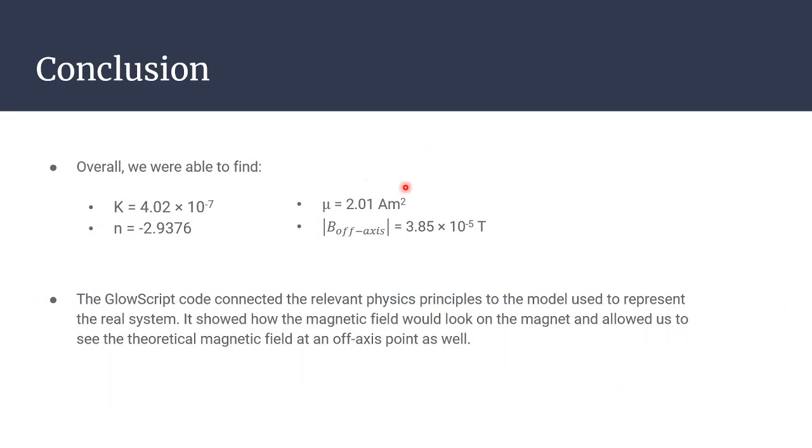Overall, we were able to find these results, and our Glowscript code connected the relevant physics principles to the model used to represent our real system, and it showed how the magnetic field would look on the magnet and allowed us to see the theoretical magnetic field at an off-axis point location as well.